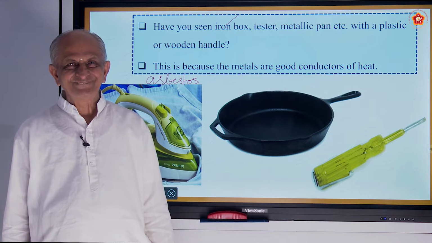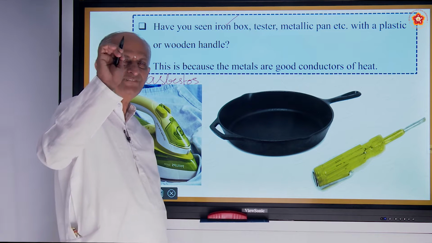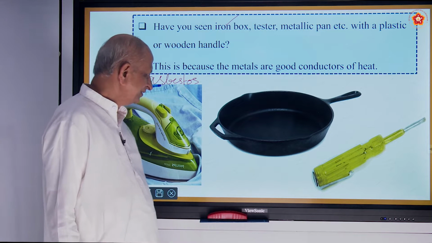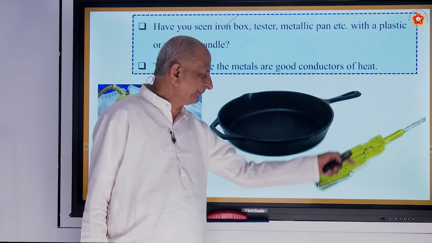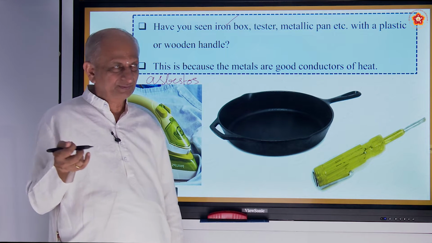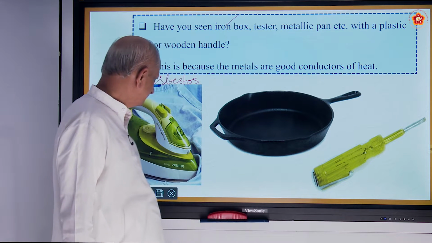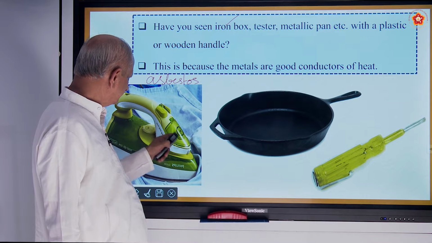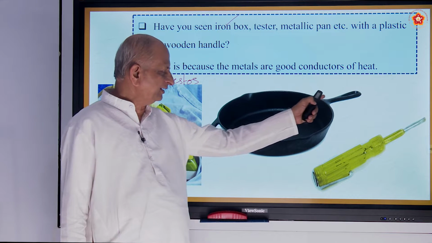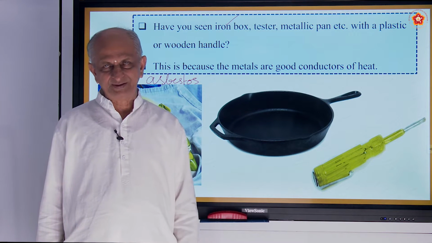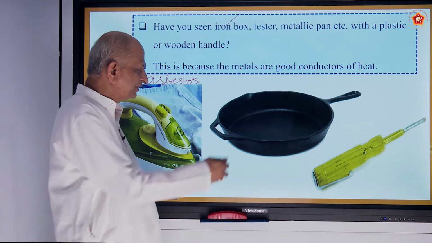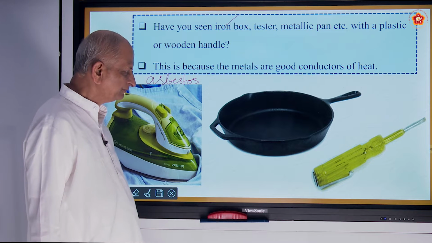Why? Because plastic is a bad conductor. And suppose you have any metallic cover here, what happens? It gives shock. Suppose you have a copper cover here, it gets shock. So that's why it is plastic. All this body is made up of plastic only, and this handle is usually made up of wood or plastic, because the pan gets heated up and it is very difficult to handle or lower it down.